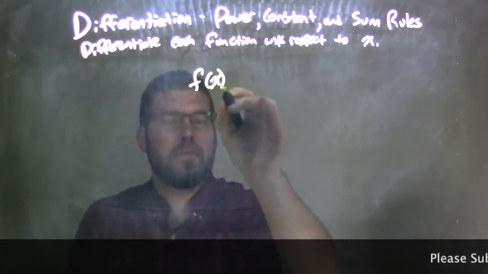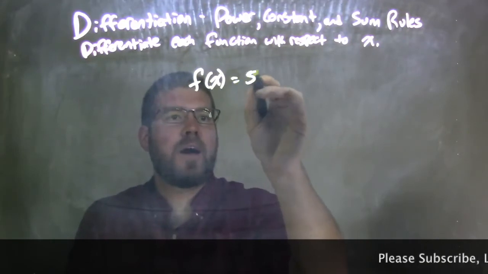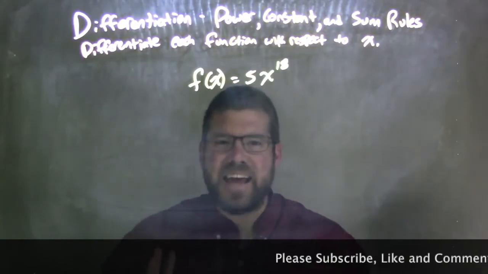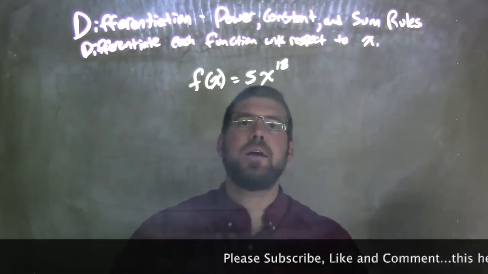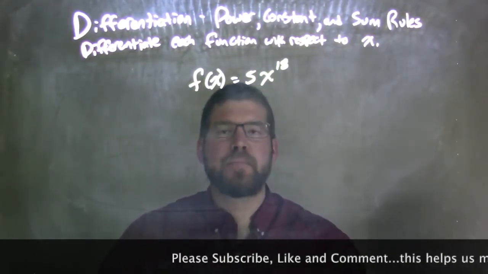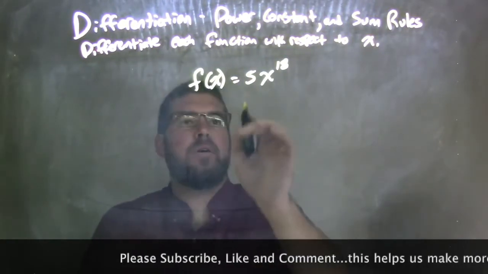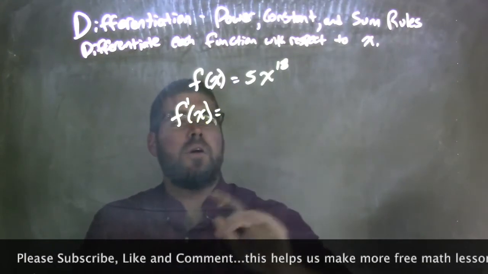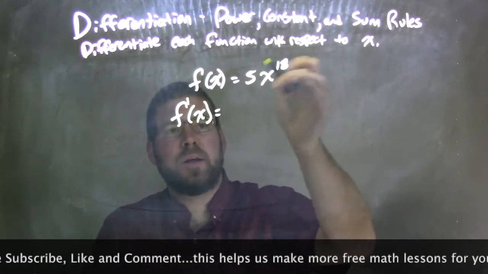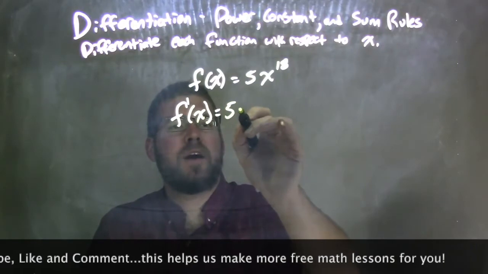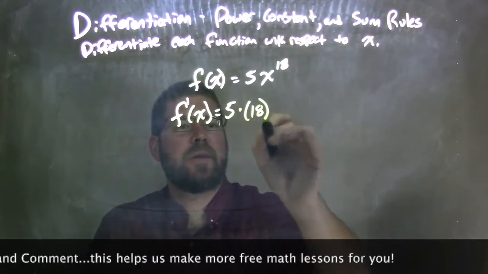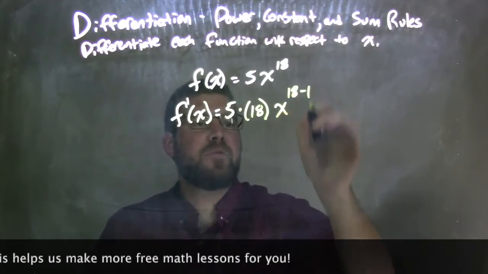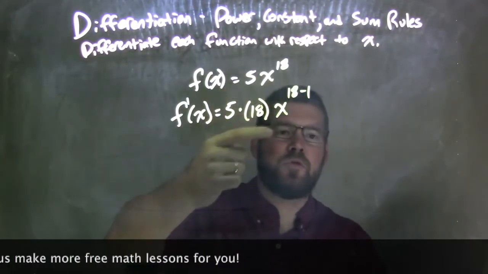f of x is equal to 5x to the 18th power. Okay, so 5x to the 18th power. Well, right here, I'm going to be using the power rule. So when I take my derivative, f prime of x, this exponent, this power, is going to come down up front. So we have 5 times that power, 18, times x to the power of 18 minus 1. We take whatever that exponent was and we subtract 1 from it.